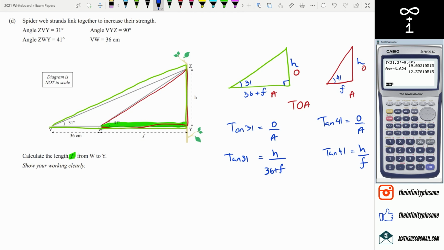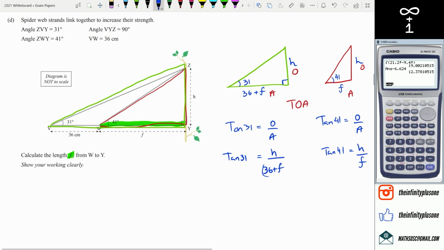Now, we are actually trying to solve for F, which means we've got to figure out a way to get rid of that H. So what we're going to do is rearrange both of these equations. I'm going to get rid of the 36 plus F first by moving it to the other side, where it becomes multiplied. So 36 plus F multiplied by tan 31 equals H. Same thing on this side. I'm going to bring F to the tan 41, so it becomes F times tan 41 equals H.